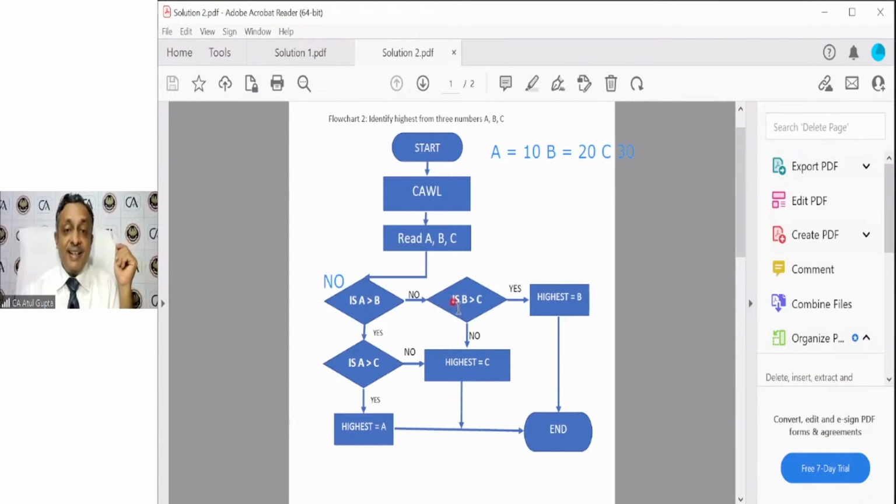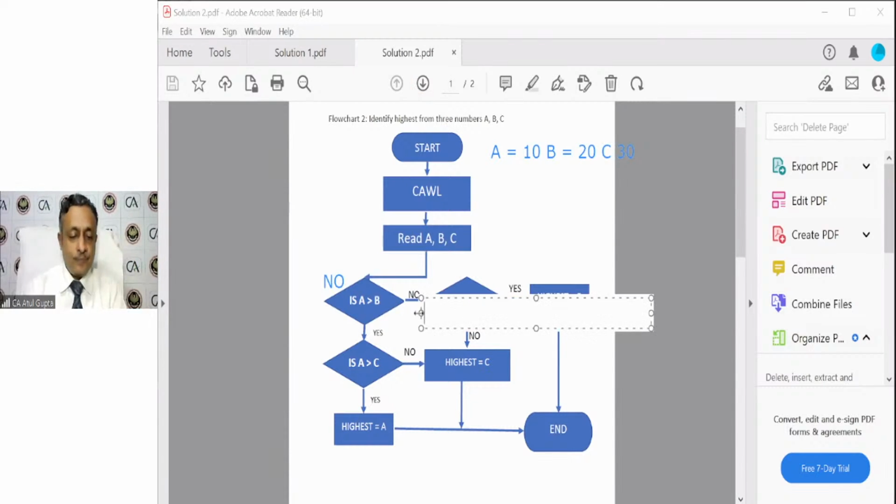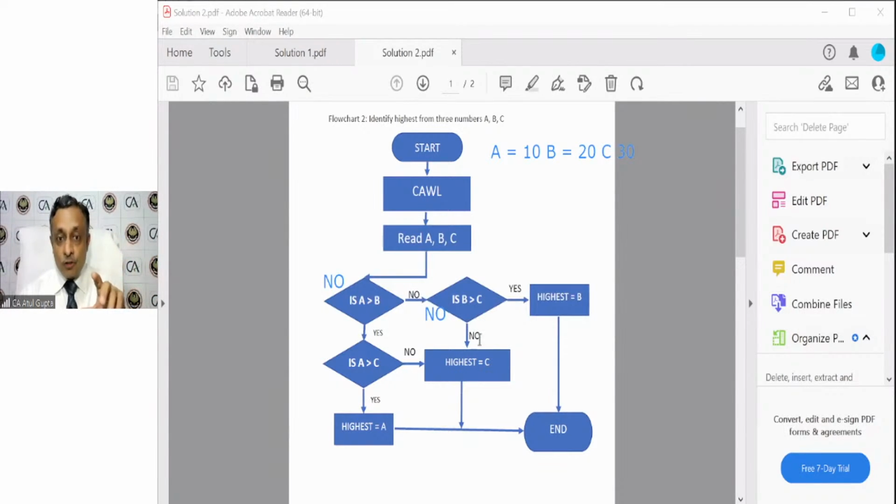Now it is again checking, is B greater than C? Let us see the value of B, 20, and the value of C, 30. If you put is B greater than C, here also the result is no. So you go down. Simple. A is greater than B, no. That means B is greater. B is greater than C, no. That means C is greater. So which is highest? C. So 30 is highest.